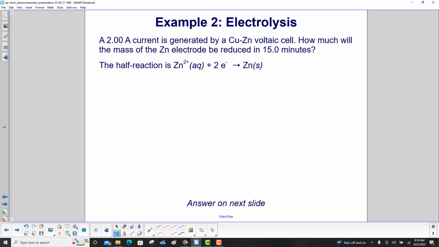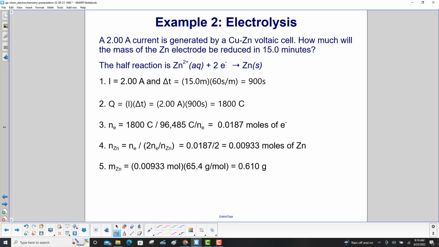A 2.0 amp current is generated by a copper-zinc voltaic cell. How much will the mass of the zinc electrode be reduced in 15 minutes? And here's our half reaction. We'll use the same procedure we just did for example 1.